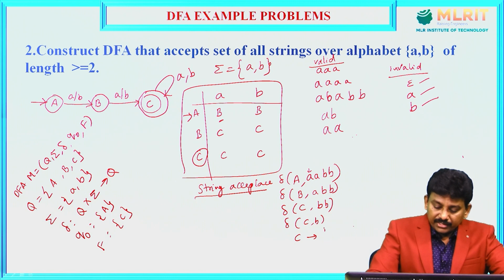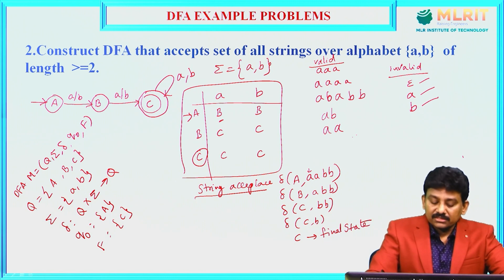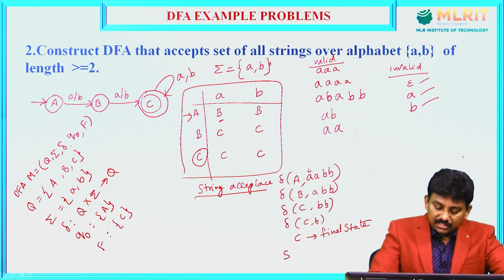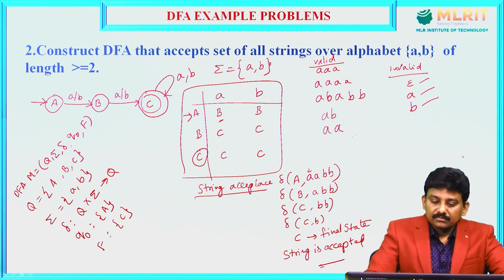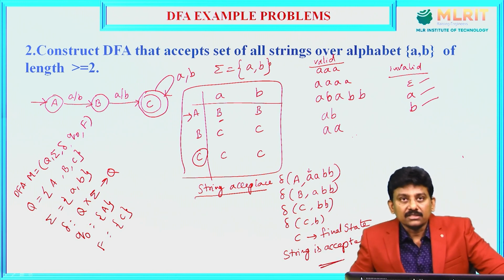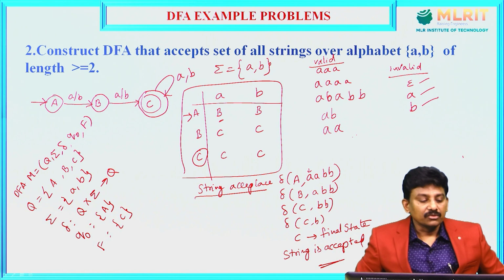C is the final state, so that string is accepted. This is string processing, or string acceptance. This is about the second problem.